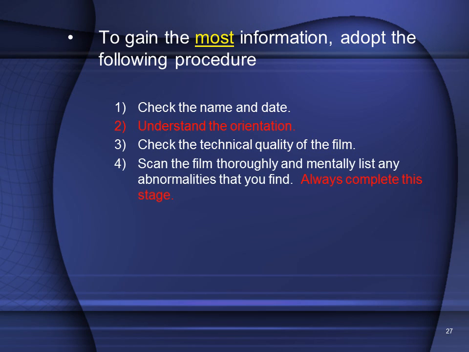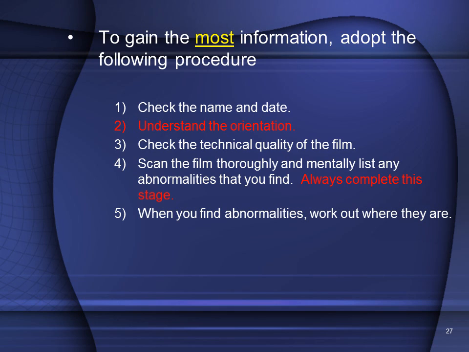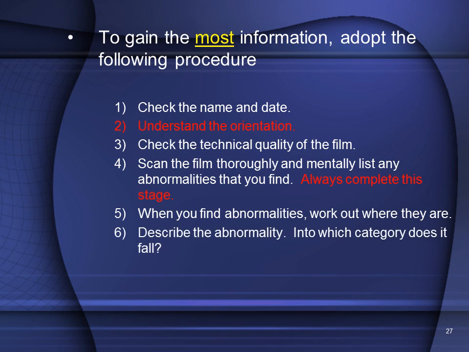Next, you want to scan the film thoroughly, and you want to mentally list any abnormalities that you find. You always want to make sure that you complete this stage. When you find abnormalities, you want to work out where they are. Again, for this, you need to have some working knowledge of human gross anatomy and anatomical relationships. Then you want to describe the abnormality. Into which category does it fall? Is it too black? Is it too white? Is it too large? Or is it in the wrong place?